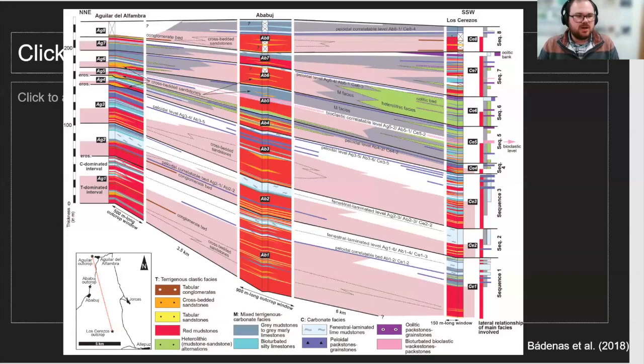So this is the correlation of the three areas. And what's key to see is the lateral continuity of sequences 1 to 8, which helps achieve one of the aims that we set out to see. And we can also recognize lateral continuity of the facies within the sequences themselves. So in sequences 1 to 3, T and C are laterally continuous. But if we look at sequences 4 to 8, the facies are far more laterally complicated.